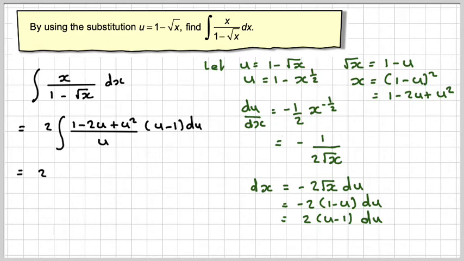So the next step, we have to expand. So 1 times u will give me u, and 1 times minus 1 will give me minus 1. Minus 2u times u will give me minus 2u squared. Minus 2u times minus 1 will give me plus 2u. U squared times u will give me u cubed, and u squared times minus 1 will give me minus u squared. Still all over u du.